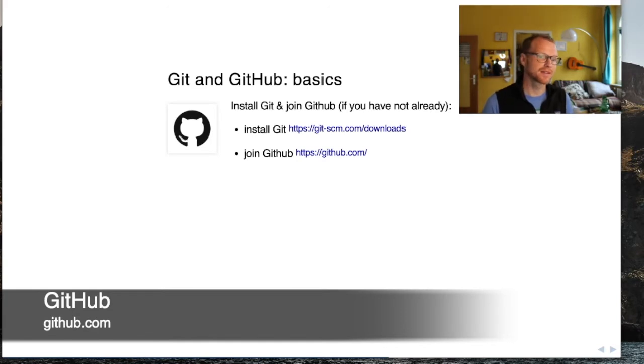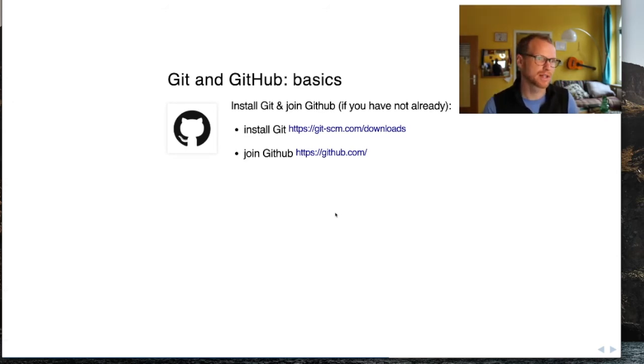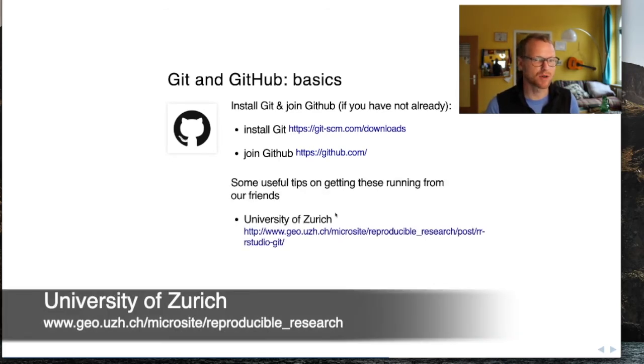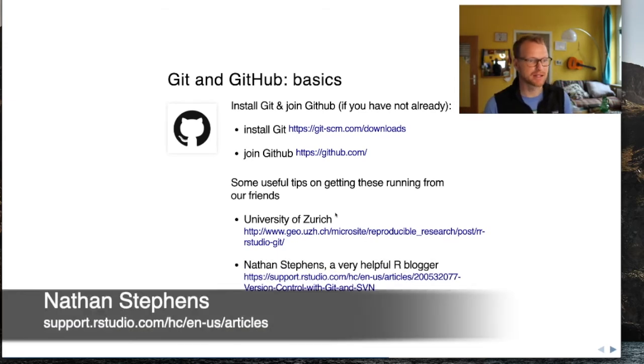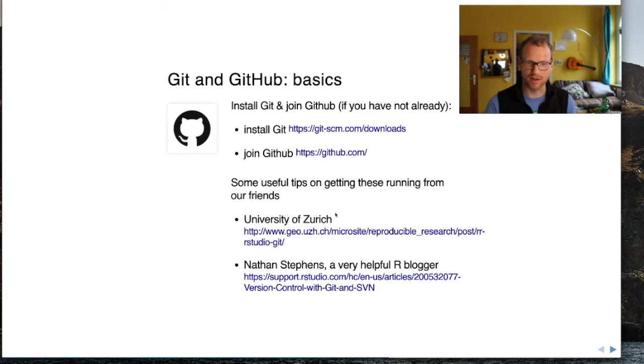Once you have Git and GitHub installed, you can look through some useful tutorials other than this one, maybe even much more in-depth and more useful once you get these things working. There's some useful tips from the University of Zurich. They walk through a reproducible workflow for a research project, an example research project. And Nathan Stevens, who actually is doing lots of different types of blogging on R, very much worth a read. And support.rstudio.com has an article on version control with Git and walks through the use of something called the SVN, which is a reference to previous versions of repository.